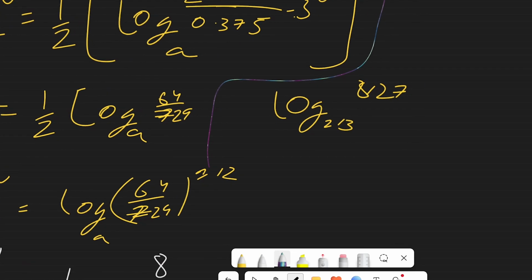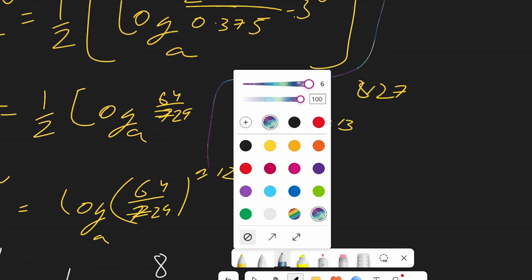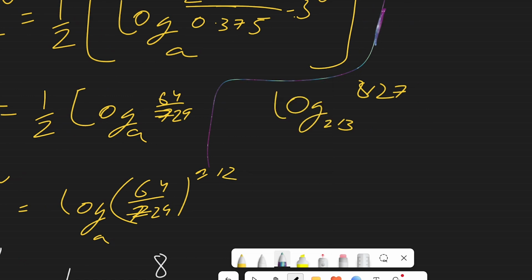Oh, this is an interesting pen. Let's just make it thicker.